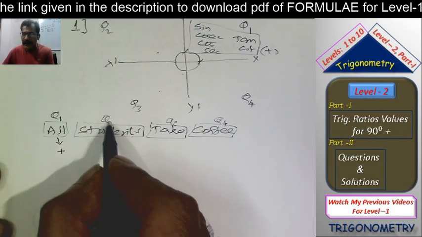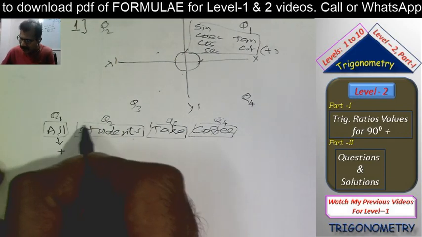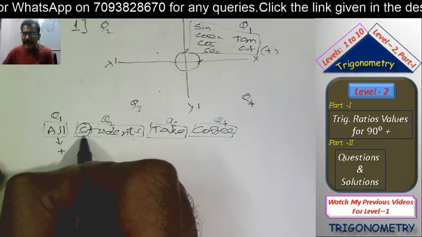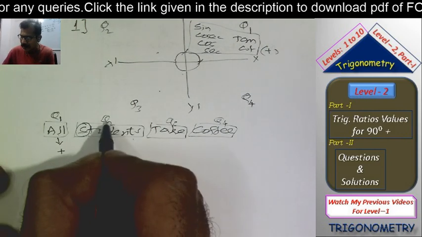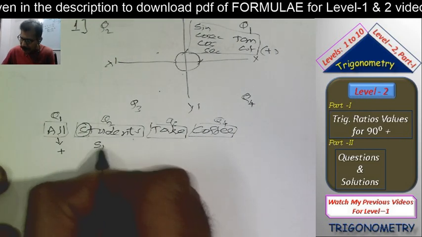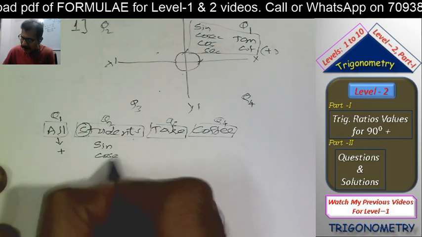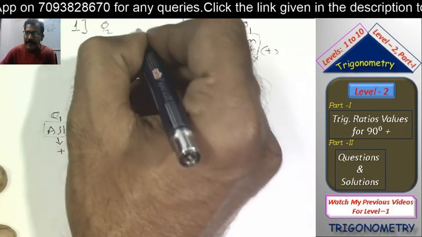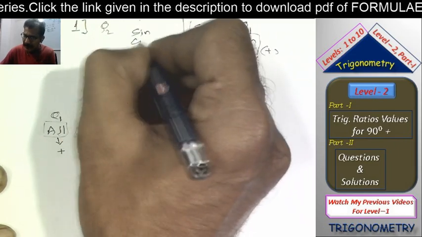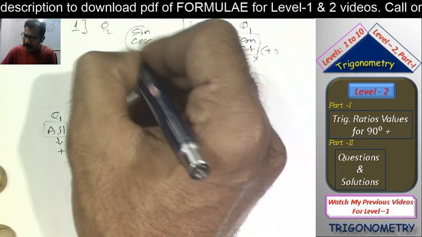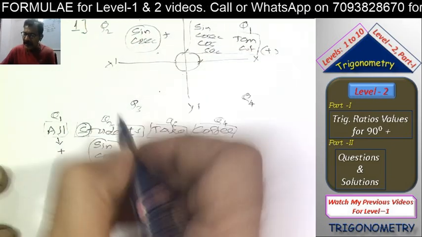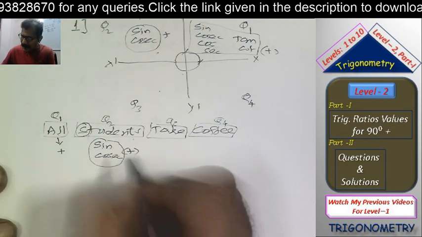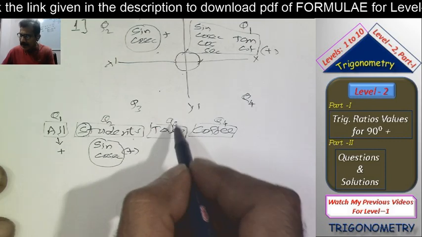And in Q2, from students, we take only the first letter S. The ratio starting with S, sine, and its reciprocal cosecant. These two only are positive in quadrant 2. In the second quadrant, sine and cosecant, only these two are positive. The remaining 4 are negative. Okay, this only the positive. Remaining 4 are negative. And next, coming to quadrant 3.